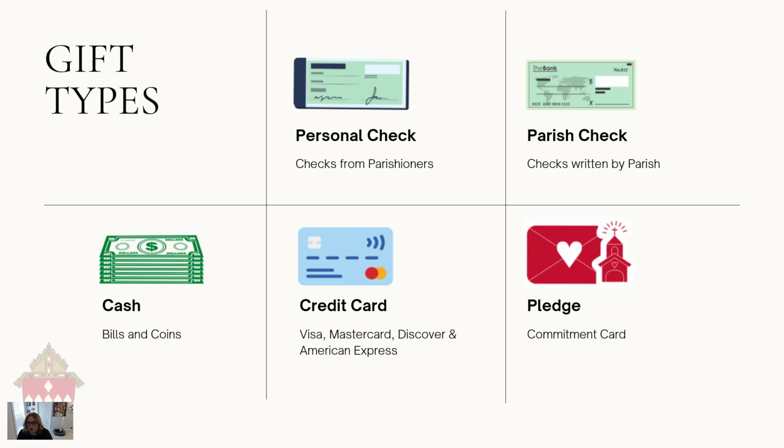Here are the gift types that you will handle at the parish. First, you'll probably handle some personal checks. These are the checks that come from the parishioners. You'll also handle parish checks. These are checks written by the parish, typically for the cash transactions that you'll receive, and we'll go over this further. Cash are the bills and coins that you'll receive. Credit cards, this is the information that will be on the commitment card that you'll receive at the parish. And pledges, which is the donor information on the commitment card.